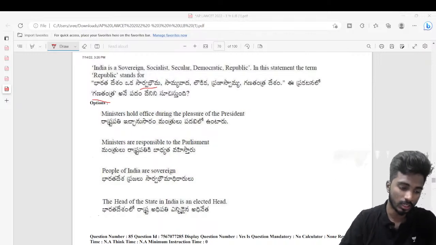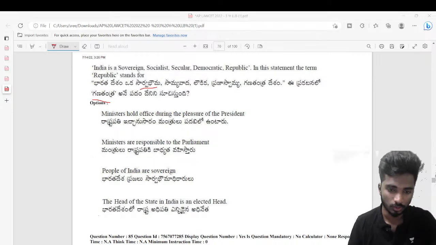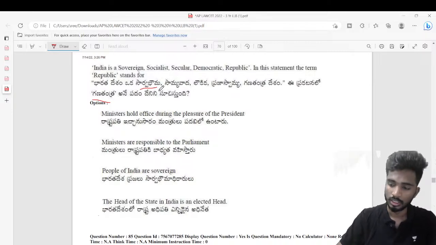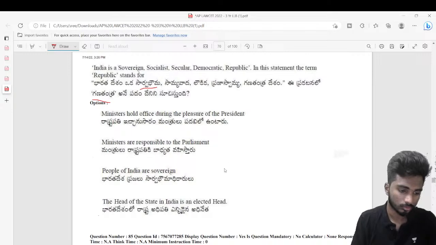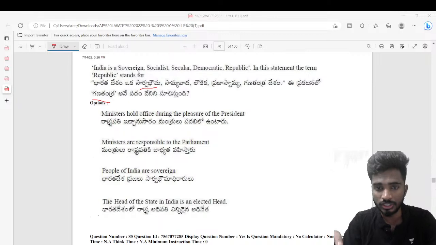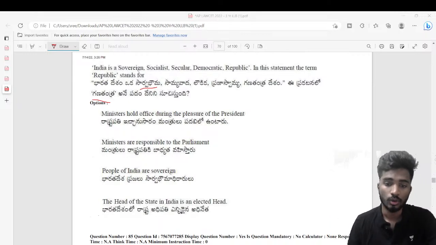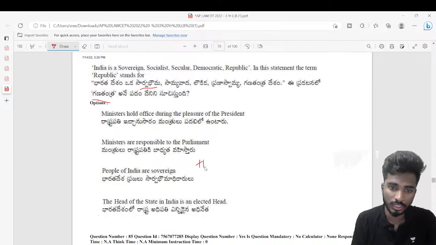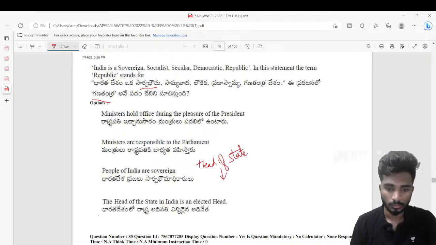Well done TS, well done Alpha, excellent, very good guys, very good. So the answer: what is the meaning of republic? Republic means the head of the state in India is an elected head, right? Who is the head of state in India? Write it down in the chat window.